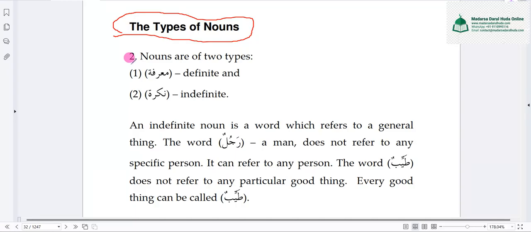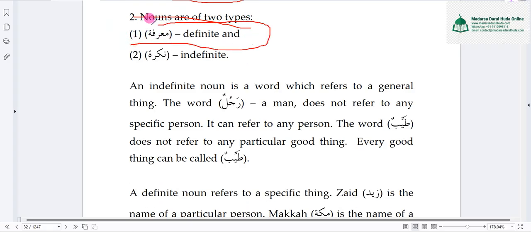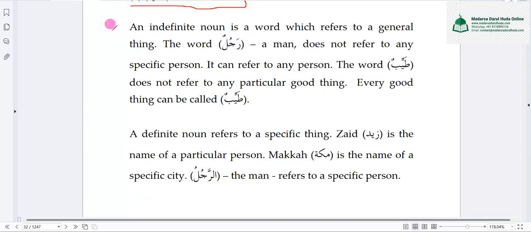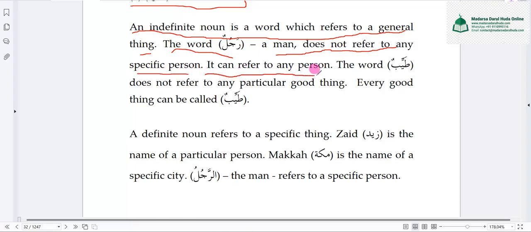Today we are going to learn about the types of ism based on being proper and common, that is marifa and nakira, being definite and indefinite. Nouns are of two types: marifa, the definite one, and nakira, the indefinite one. What is an indefinite noun? An indefinite noun is a word which refers to a general thing. The word rajulun, a man, does not refer to any specific person. It can refer to any person.